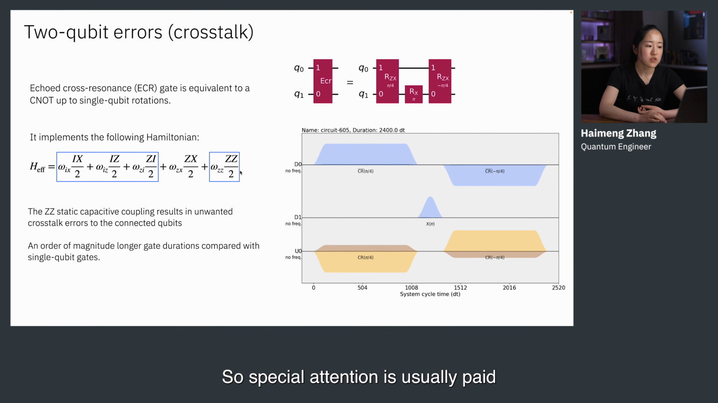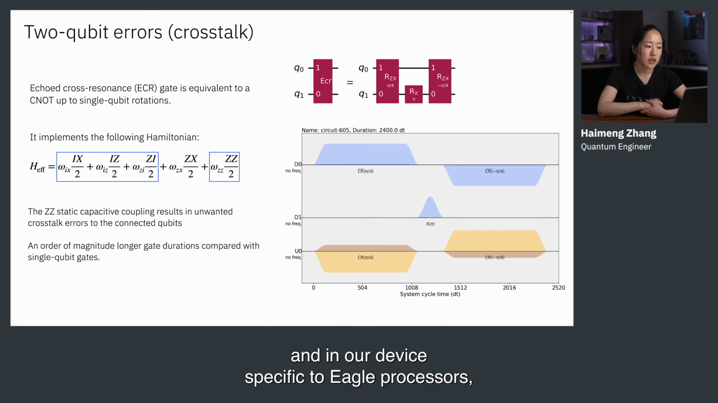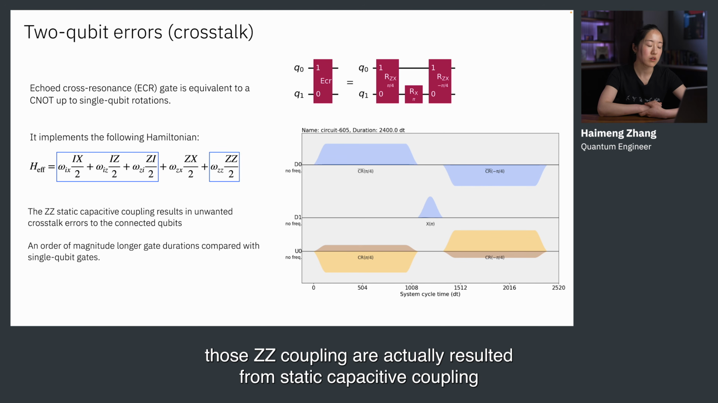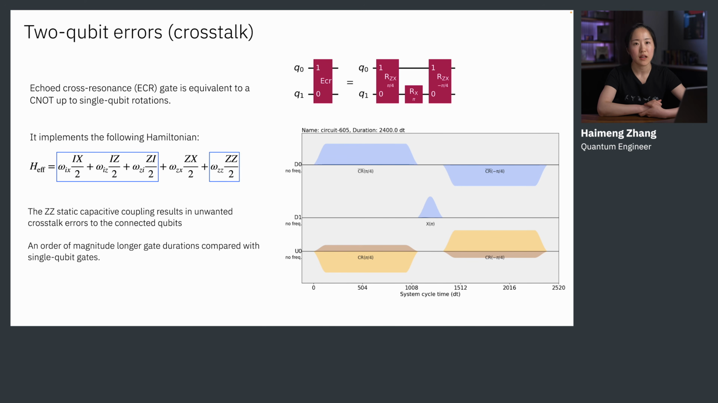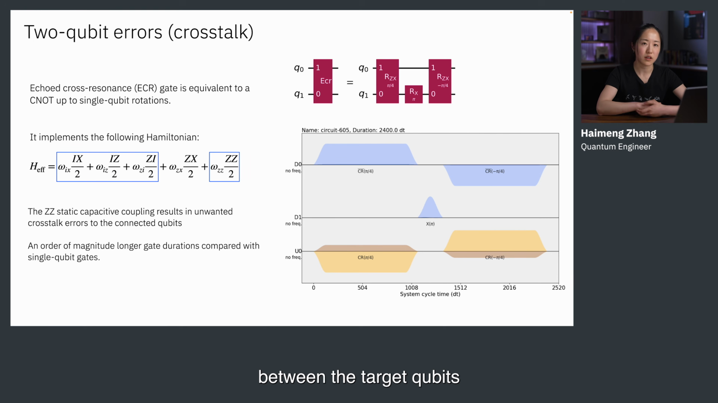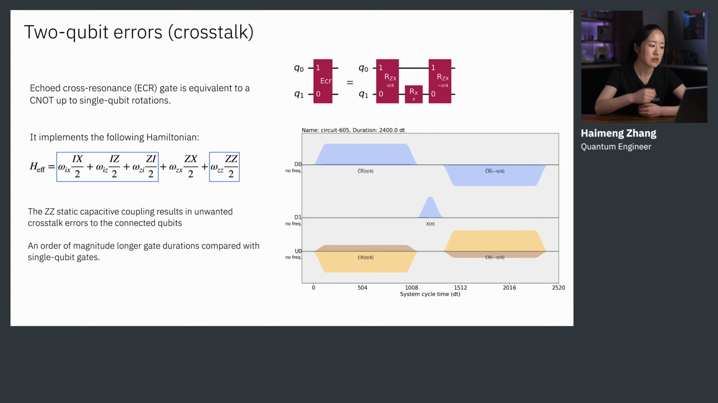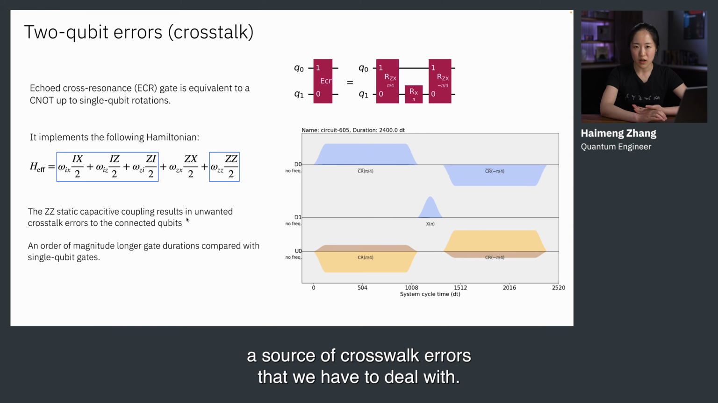So special attention is usually paid to this form where we have ZZ coupling between 2 qubits. In our device, specific to Eagle processors, those ZZ couplings actually result from static capacitive coupling that cannot be completely turned off even when the gates are not implemented. Those types of coupling can result in unwanted crosstalk between the target qubits and the nearest neighboring connected qubits. So those are a source of crosstalk errors that we have to deal with.